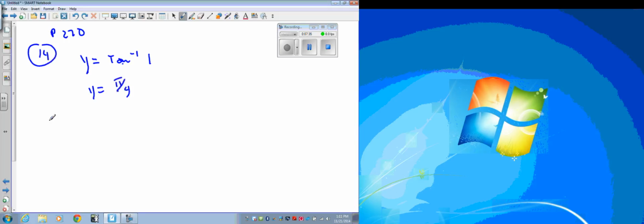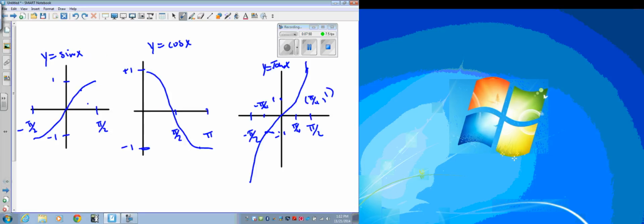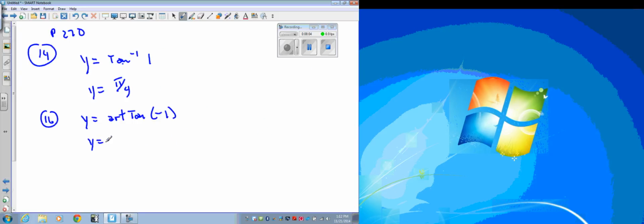So let's look at 16. It says y equals arc tangent of -1. So what I'm going to be doing is putting this -1 in, and I'm going to be outputting minus pi over 4. So 14 is pi over 4, and then 16 is negative pi over 4.